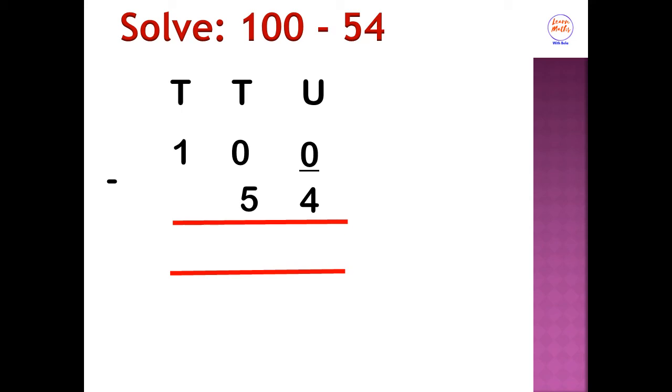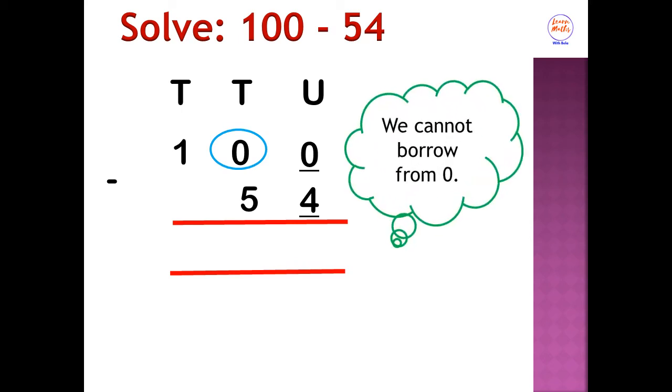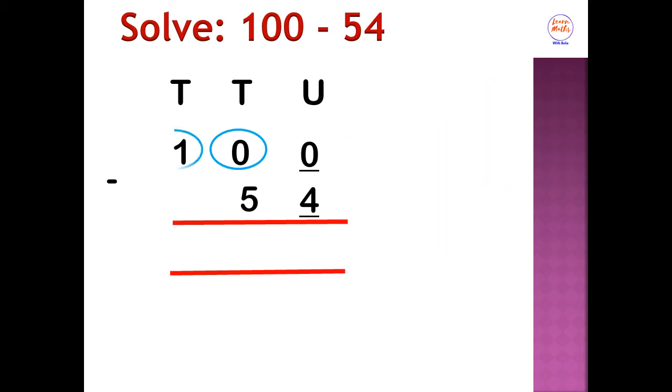0 minus 4 is impossible. And under our tens, we have 0, which we cannot borrow from 0 too. Then before the 0 we have 1, and we can borrow from 1. So all we are going to do is to borrow from 100 to tens and then to units where we really need the number, the 1 rather.